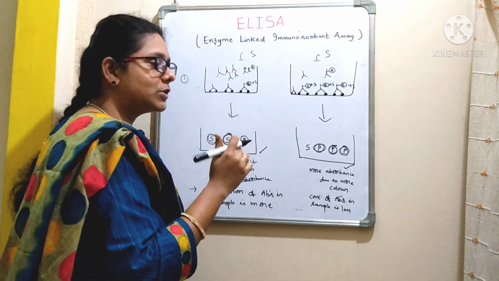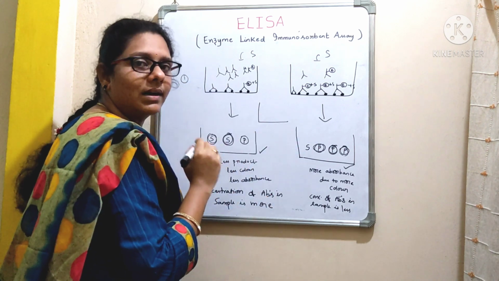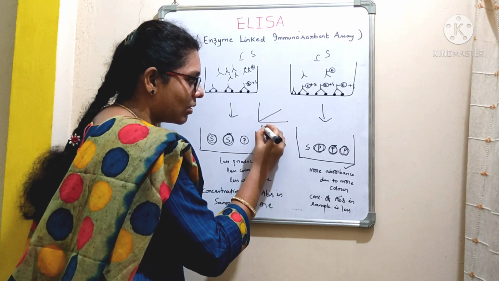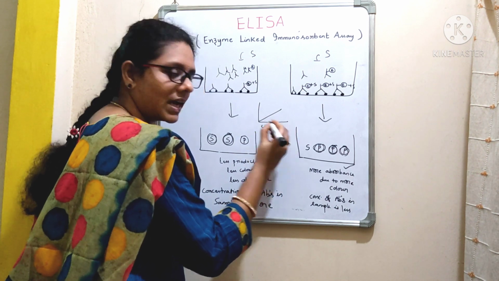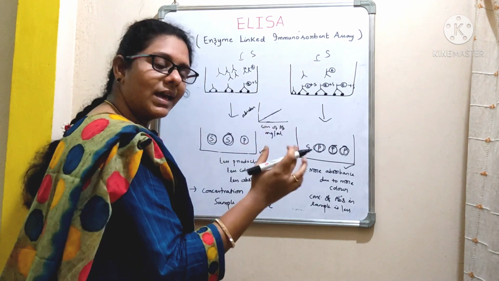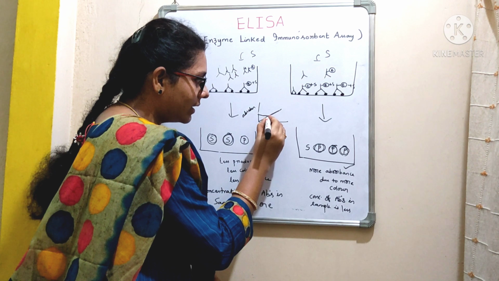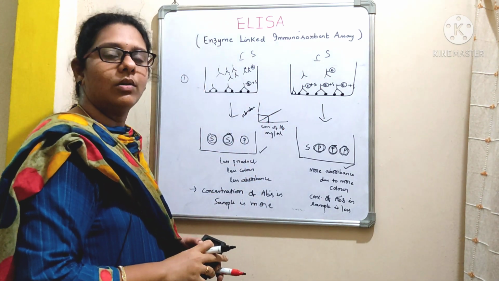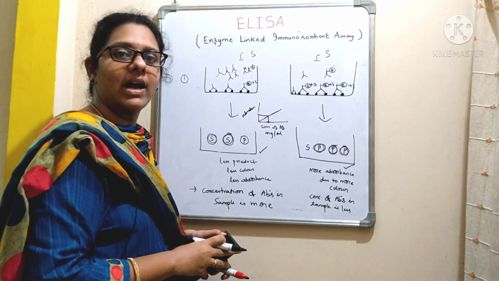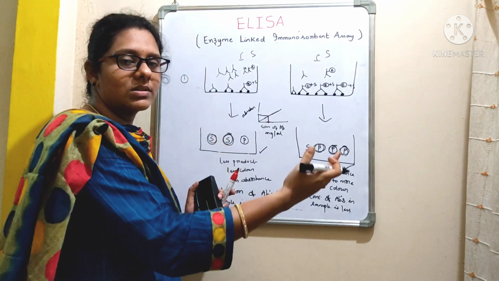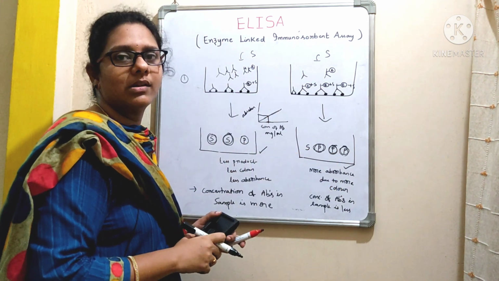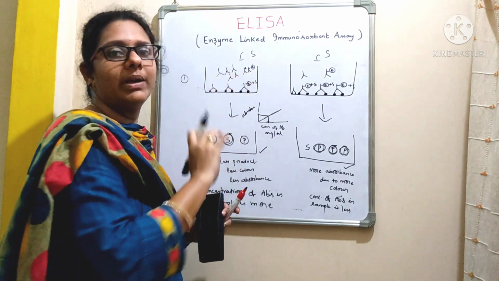And once you take the absorbance, you need to plot a standard graph, by taking concentration of antibody on the x-axis and the absorbance values on the y-axis. So with the help of this standard graph, you can determine the concentration of an antibody. The reverse method is used to determine the concentration of antigen. I already told you how to determine the concentration of antibody, right? So if you reverse the concept, you can detect the concentration of antigen with the help of competitive ELISA.